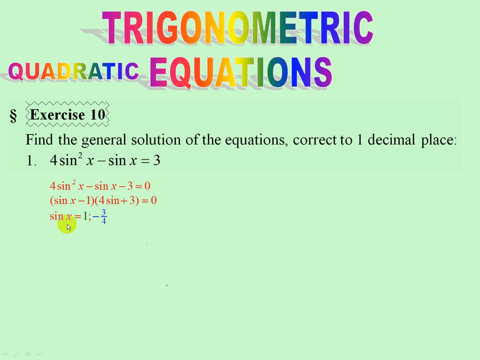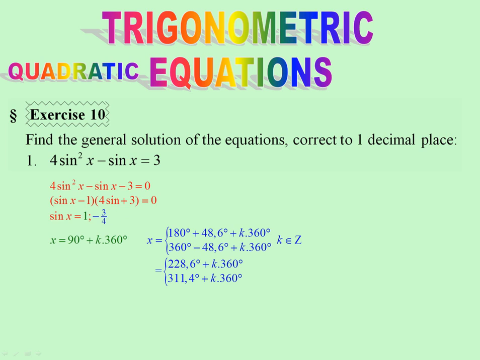Sin x equals 1, 90 degrees plus k360 degrees, and sin x equals negative 3/4. Quadrant, well, sine is negative in the third and fourth, 180 plus, 360 minus. I did not enter the negative. I said sine minus 1 of 0.75 to give the key angle, plus k360, k element of z. There we are. Answer.